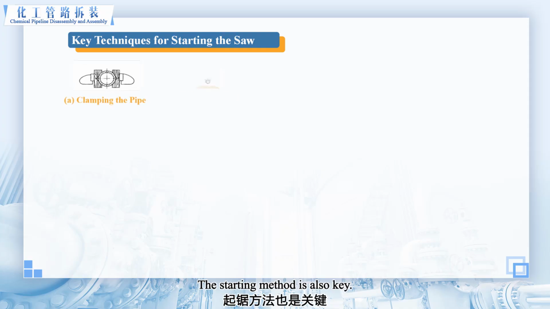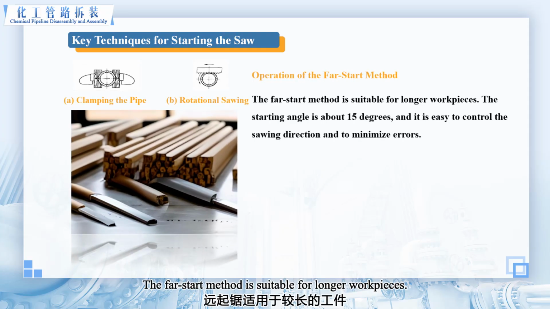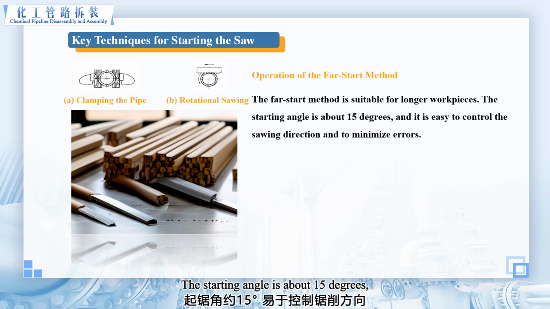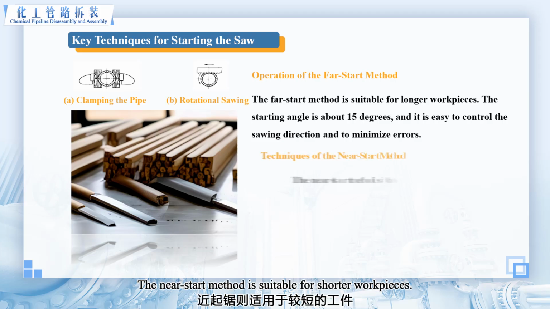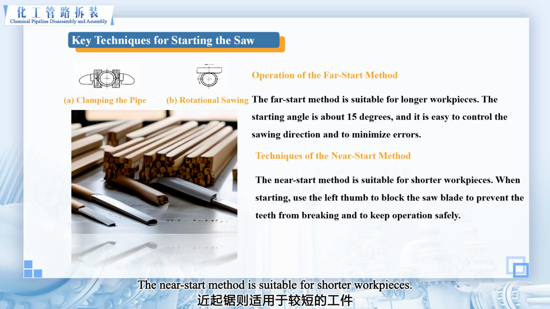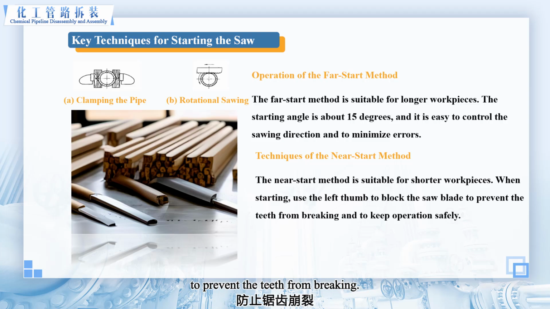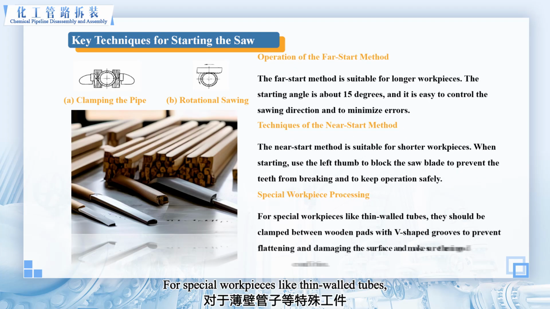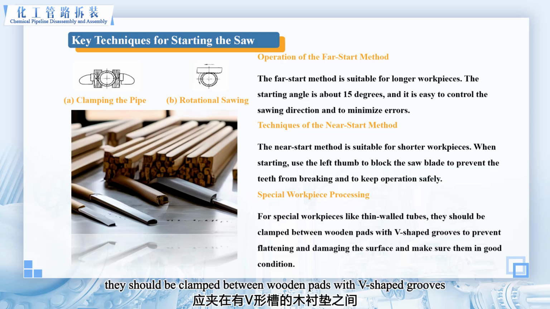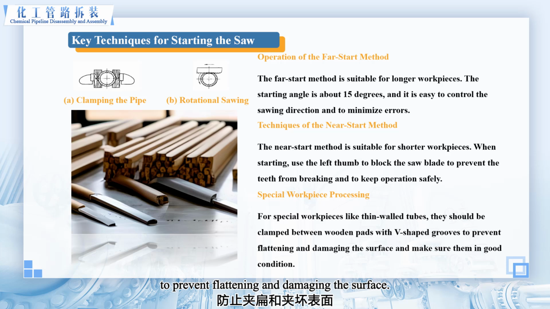The starting method is also key. The fast start method is suitable for longer workpieces. The starting angle is about 15 degrees, and it is easy to control the sawing direction. The near start method is suitable for shorter workpieces. When starting, use the left thumb to block the saw blade. To prevent the teeth from breaking, for special workpieces like thin-walled tubes, they should be clamped between wooden pads with V-shaped grooves to prevent flattening and damaging the surface.